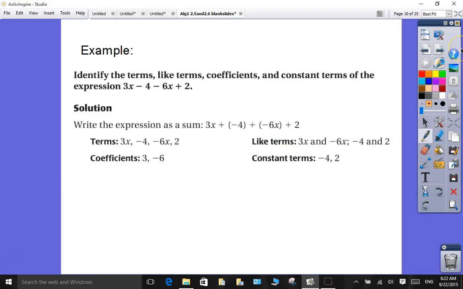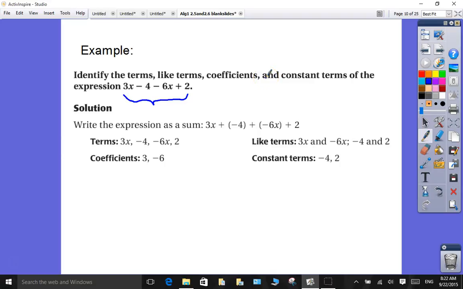Right. So in this example, it says, identify the terms, like terms, coefficients, and constant terms in this expression: 3x minus 4 minus 6x plus 2. How many terms is that? How many subtractions or additions are involved there? There's a minus and a plus, so that's 3, so it must be separating into 4 terms, right? So there's 4 terms. I don't even think they say that, but that's the most important thing.